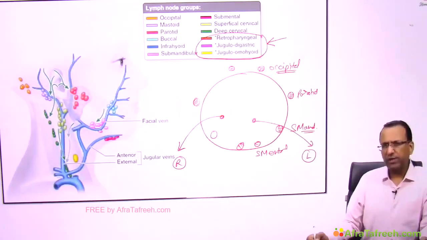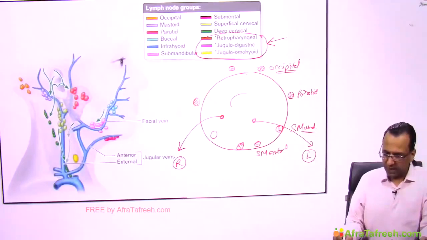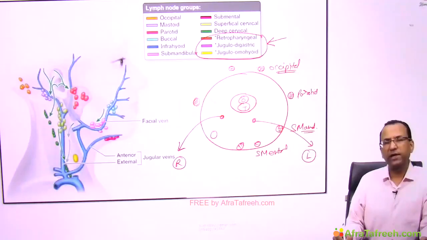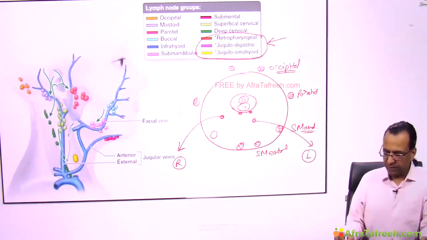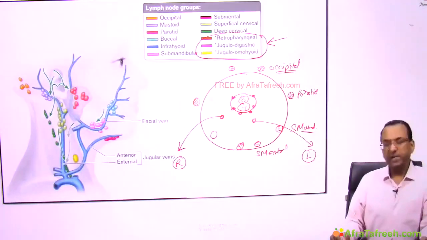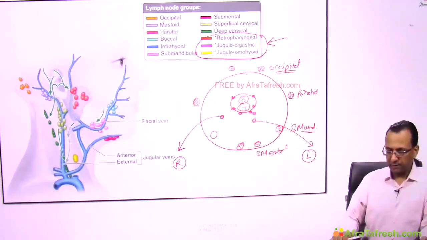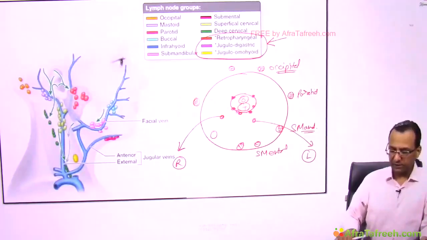Okay, what about the inner circle? The inner circle was actually around the trachea and the esophagus. So if it is trachea and esophagus, what are the names of the inner circle lymph nodes? Simple. Pretracheal, paratracheal, parapharyngeal. So there will be some pretracheal and then there is paratracheal and then there is parapharyngeal, all that? Yes, that is the inner circle.